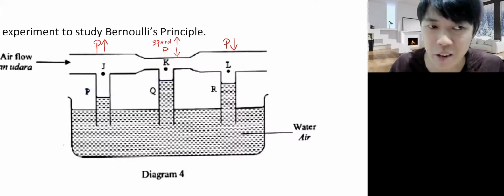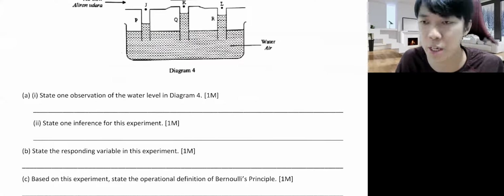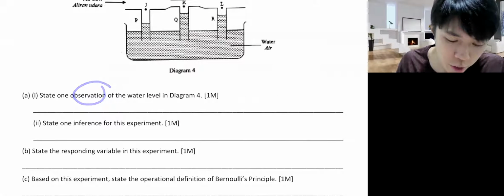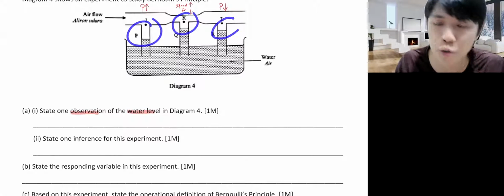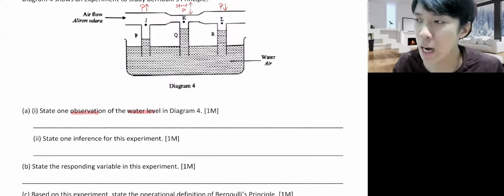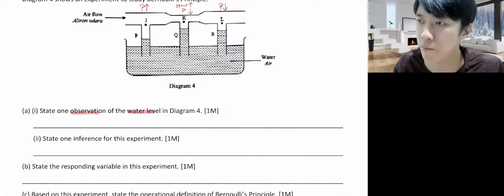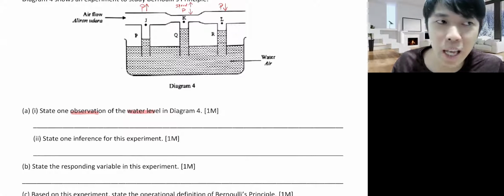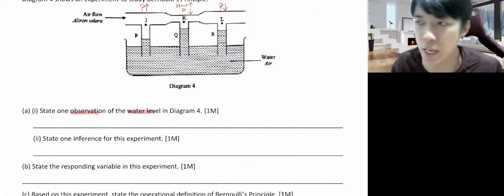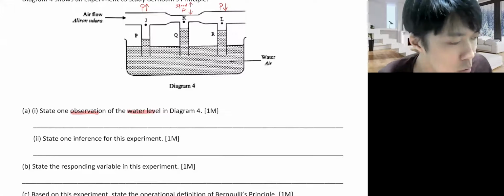I know the level is there already, but I want you to understand the reason behind, because you need to explain. For example, question A1. State one observation of the water level. Very straightforward. You have 3 to talk about, up to you. Usually I will go for the highest and the lowest, then that is more obvious. So let's say I'm gonna go for the first one, which is P. So you can say the water level in tube P is the lowest, something like that. Or you want to go for Q is the highest, also can. You choose.